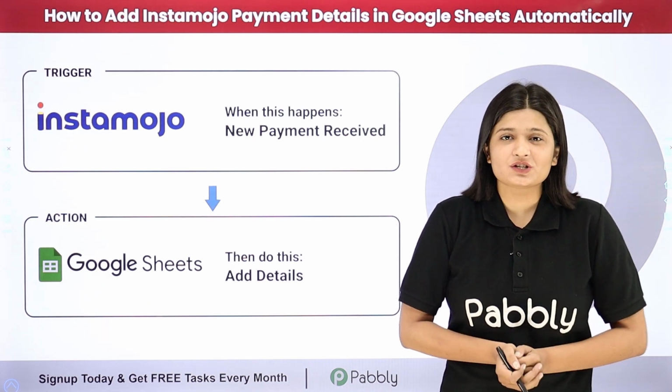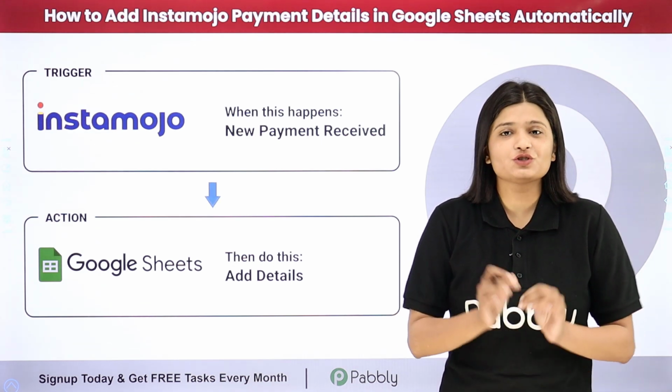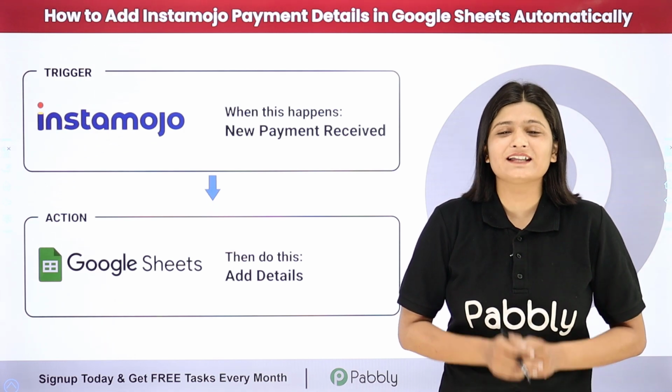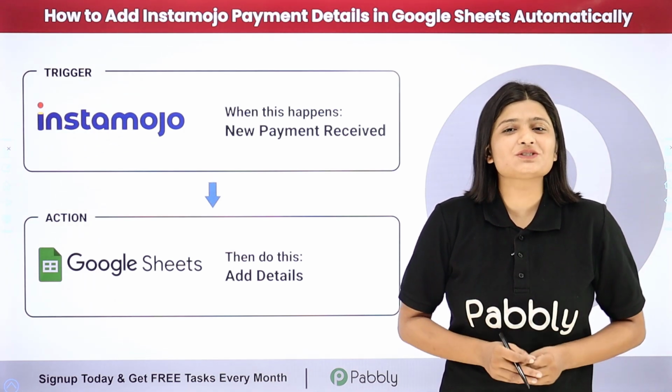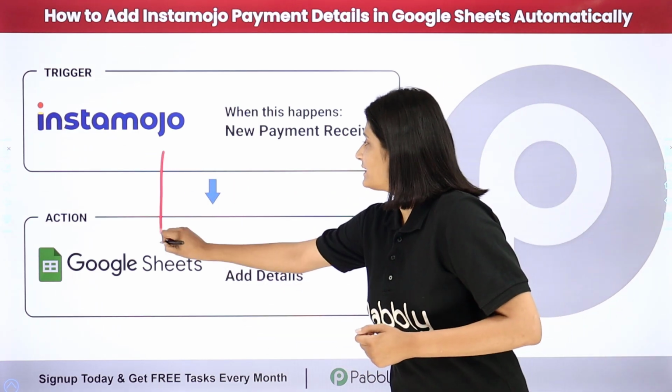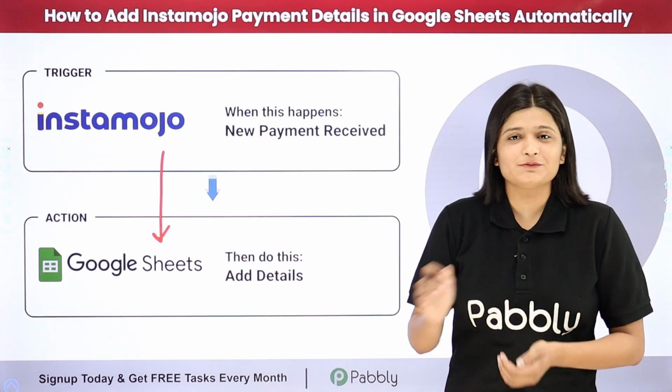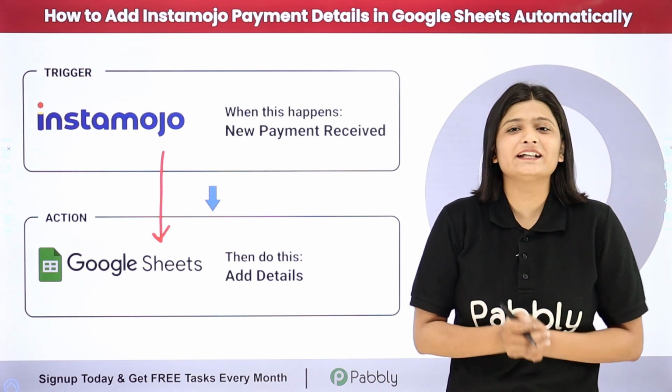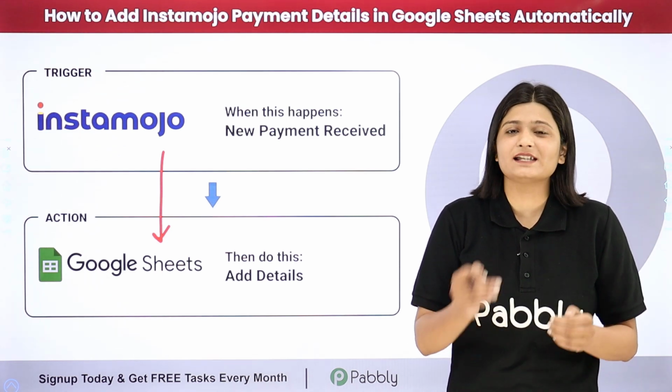Now to do this automation, I am going to use Pabbly Connect. Pabbly Connect is an amazing automation and integration software which requires no coding or programming skills. Here I just need to build a connection between Instamojo and Google Sheets with the help of Pabbly Connect. Pabbly Connect runs on two principles, which are trigger and action.